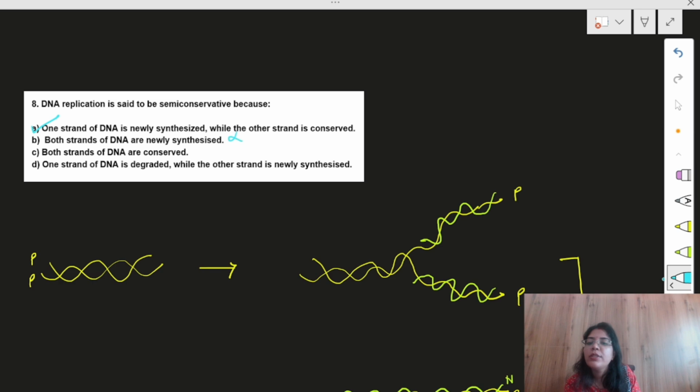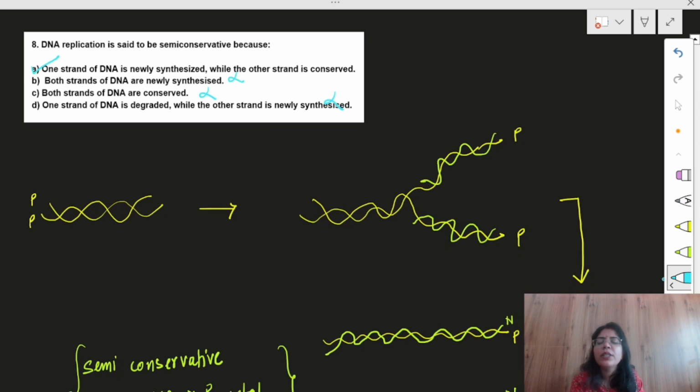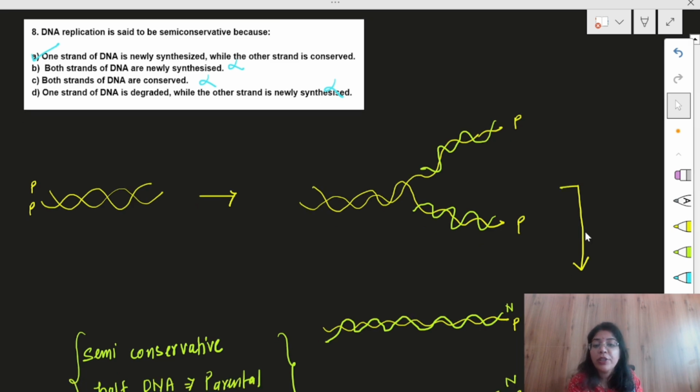Both the strands are newly synthesized? No. Both strands are conserved? No. One strand is degraded? No. Can I say both the strands of DNA act like template strands during DNA replication? And can I say the same for RNA synthesis also, that both DNA strands act like templates for RNA synthesis? Please write in the comment section.